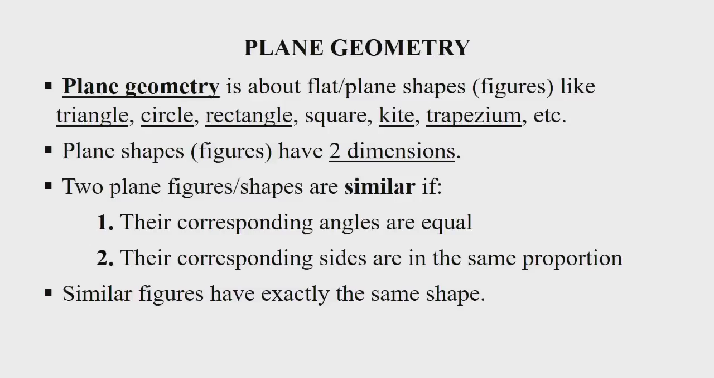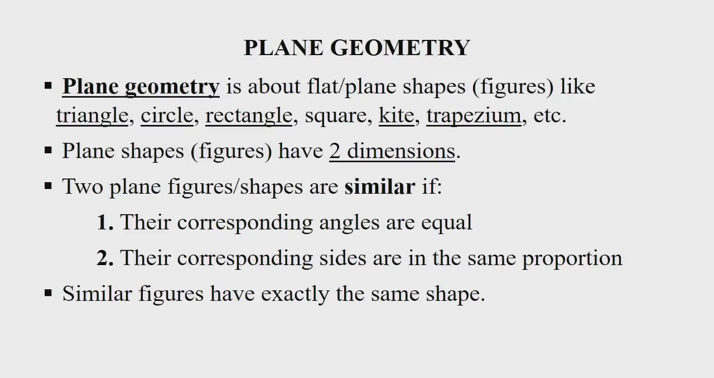Now, when we have these figures or shapes, some of them you are given and they look the same, and we call them in mathematics similar shapes or similar figures. And how do we know that they are similar? There are two characteristics. They are similar, number one, if their corresponding angles are equal. You will see on the diagram on the next slide, their corresponding angles should be equal.